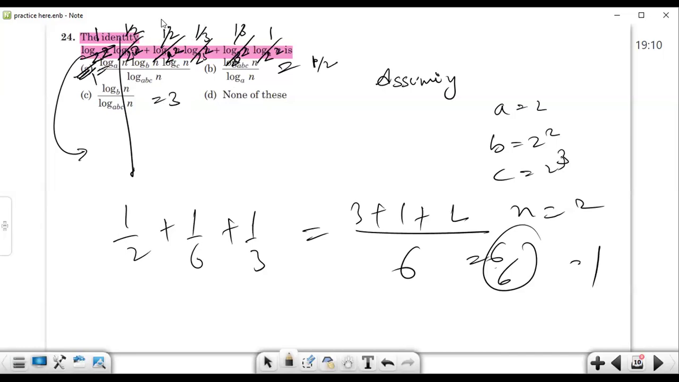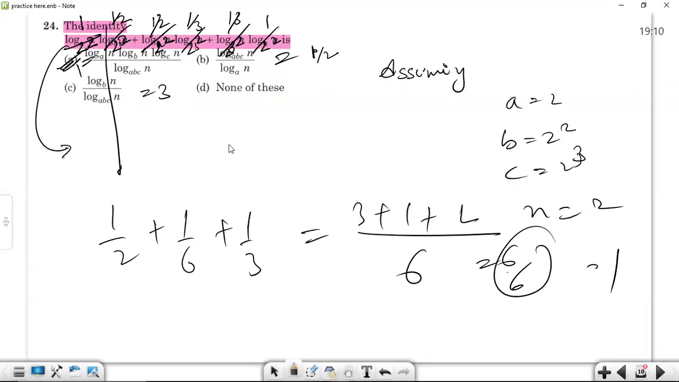Understood? Yes, sir. So any other doubts from the logarithm chapter? We have completed it. No, sir.